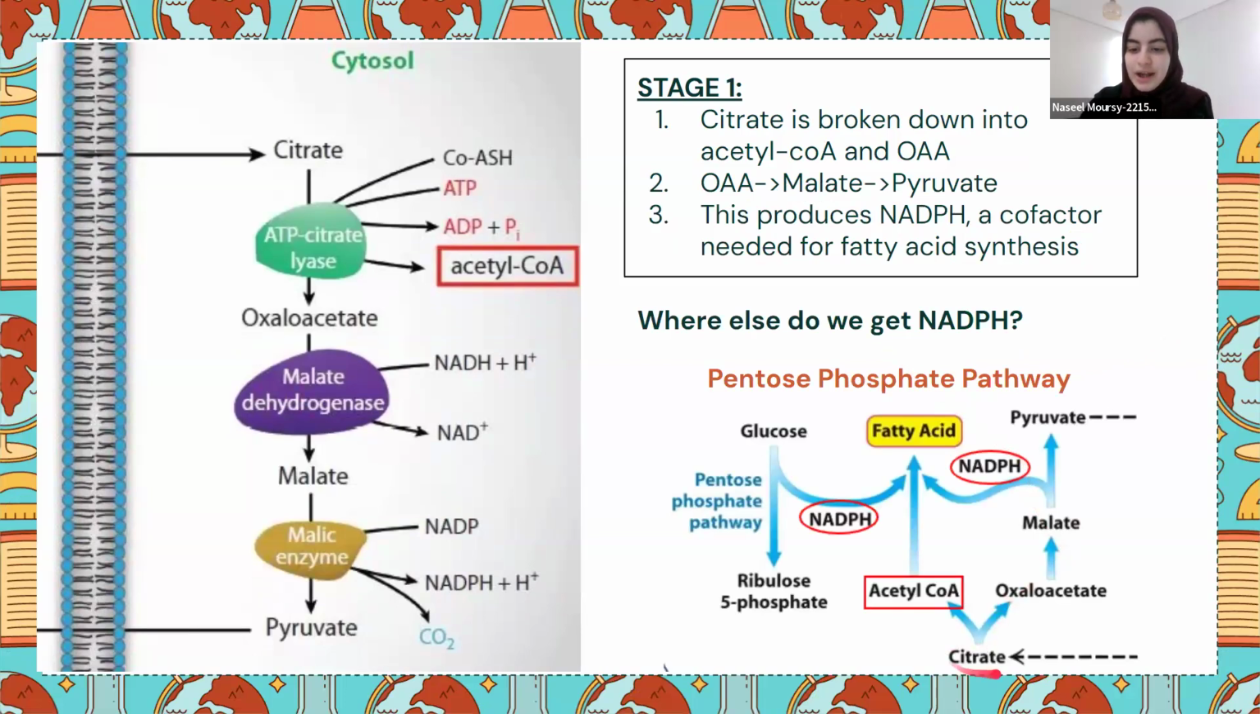First we have again citrate broken down into acetyl-CoA and oxaloacetate. Acetyl-CoA goes into fatty acid synthesis. Oxaloacetate goes to malate to pyruvate, and this produces NADPH. Now look at this side. We have glucose, and the main idea of the pentose phosphate pathway is to convert glucose to ribose 5-phosphate. Now, ribose 5-phosphate, if you guys remember, is the sugar involved in RNA. So basically, this pathway is involved in nucleotide synthesis. Either way, this pathway produces NADPH as well. And this is put into the fatty acids.